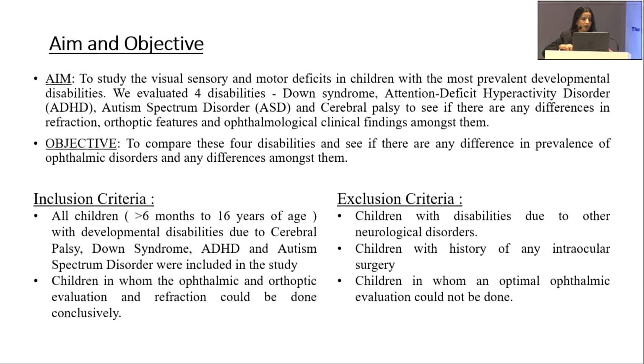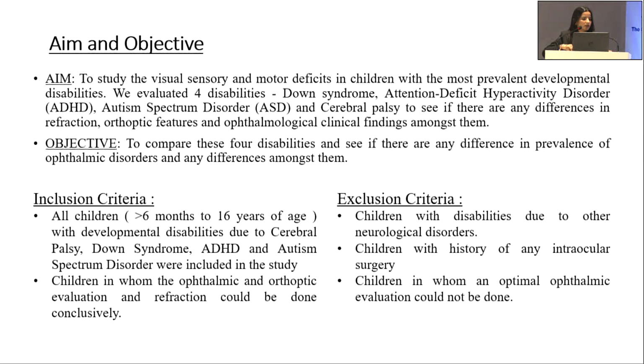The aim of the study was to study the visual, sensory, and motor deficits in these four developmental disabilities, and the objective was to compare these four disabilities and see if there are any differences in prevalence of ophthalmic disorders amongst them.